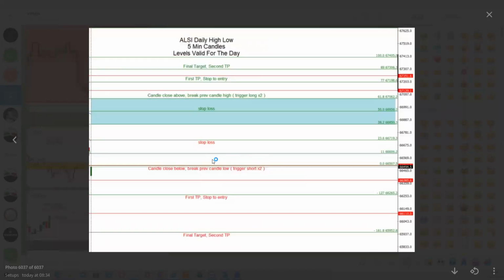On the Aussie daily high low, currently on that 0 level, trend is down, 50 is above 21, above 8, that's indicating trend is down. So with that, we're only waiting for a candle close below the 0 level, break previous candle low for that trigger short to aim for the minus 127 and minus 161.8, stop loss being at the 23.6. And remember, guys, same rules apply with the red lines.